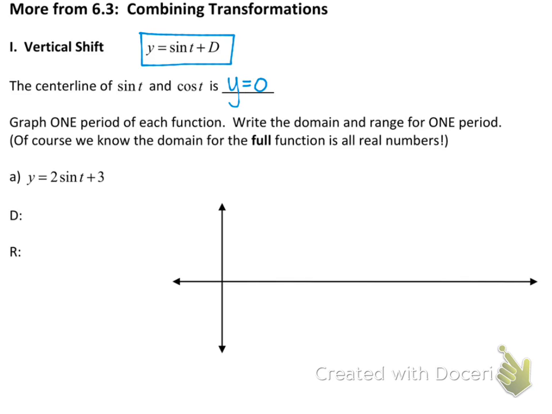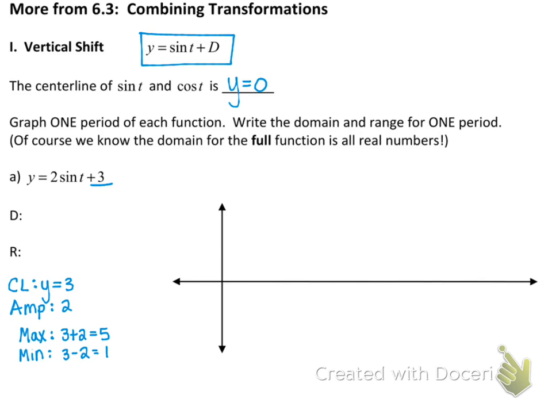So if we look at the first example, we know that this plus 3 changes the center line to be at 3. So our center line is at y equals 3. Now, the 2 in front also affects our amplitude. So our amplitude is 2. So we need to then figure out our max and our min values. For the maximum, you take the center line and you add your amplitude. So we are going to go up to 5. And for the minimum, you take your center line, subtract the amplitude, and we're going to go down to 1.